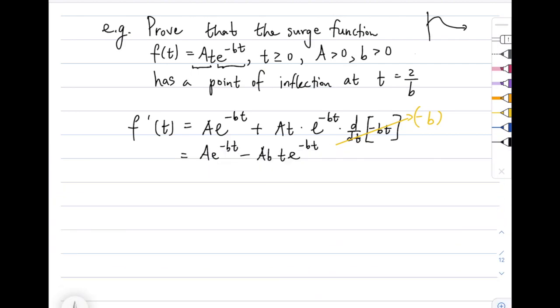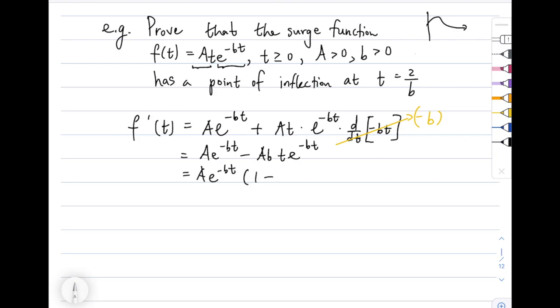Next, our eventual goal is to prove something about a point of inflection. At a point of inflection, the second derivative is 0. We're probably going to want to keep things in factorized form. It's up to you how you want to take the second derivative. I think I'm going to start factorizing from now. If I factorize, I notice an a is common. I also notice e to the power of negative bt is common.